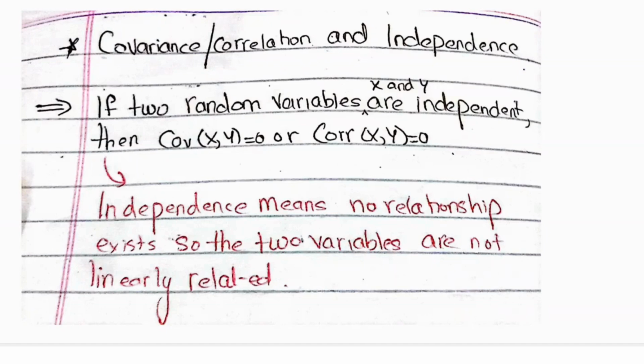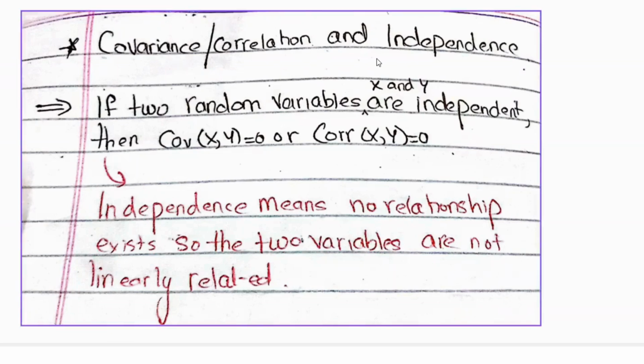We were talking about covariance and correlation between two random variables. Then we talked about how covariance and correlation both measure linear relationship. Now we want to look at how the concept of covariance or correlation relates to the concept of independence. There are two things we should keep in mind.